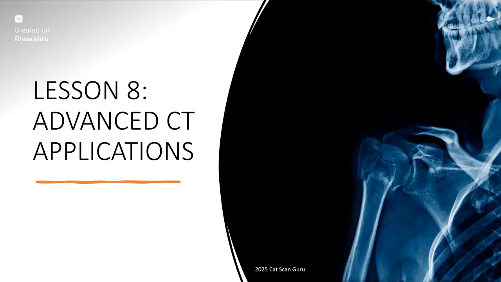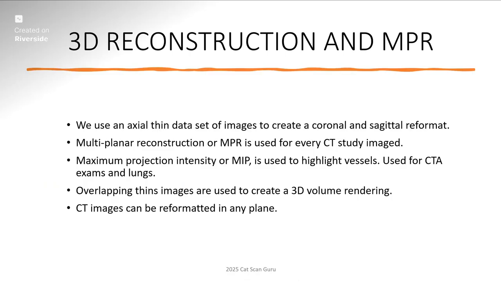So in this lesson, we're going to talk about advanced CT applications, because in CT we go beyond just the regular workhorse of head CTs, abdomen pelvises, and PE studies. When we talk about advanced applications, we're talking about 3D reconstruction and MPRs. Like I said in a previous lesson, we use your axial thin data set of images to create a coronal and sagittal reformat. Those images are stacked overlapping, so that you create this really nice picture of a sag and coronal.